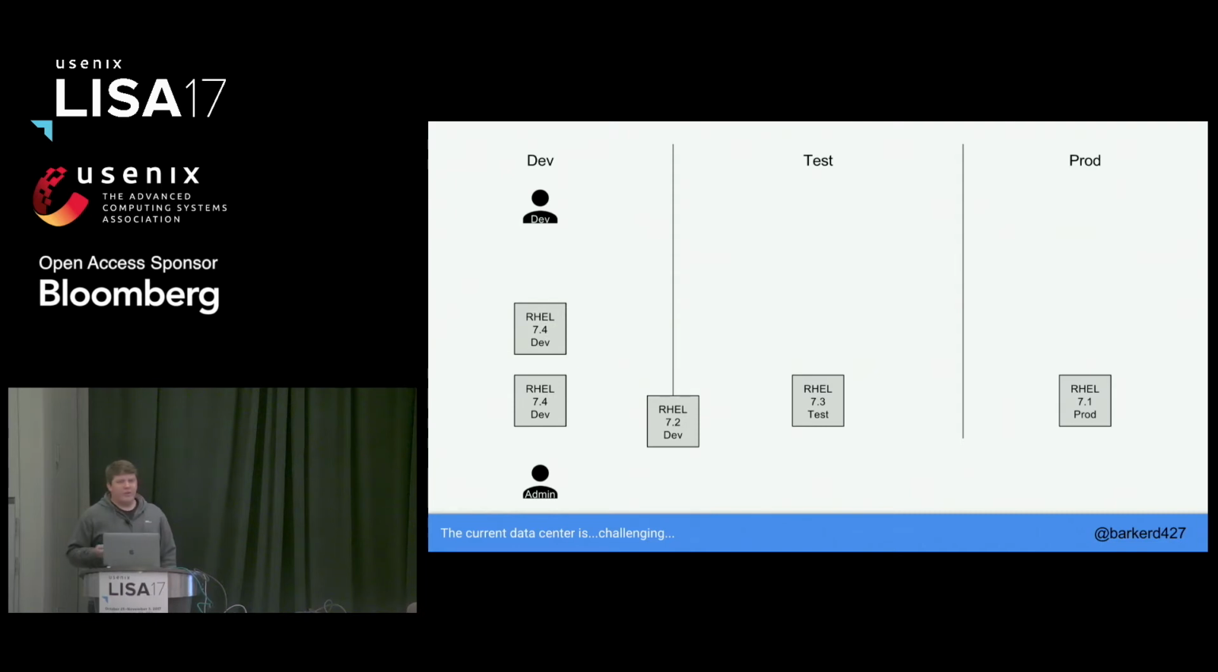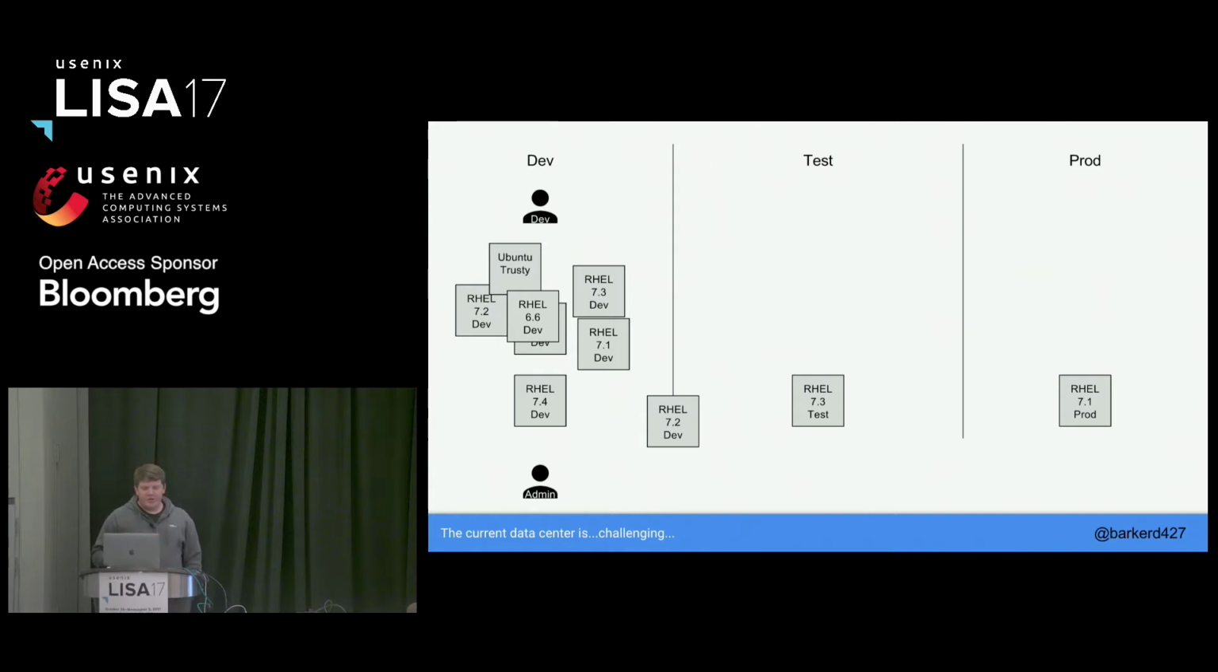And then we create another application, and we create another one. This one matches test because we had failures moving to test, and then we had failures moving to prod, so we create another one. And then we create another one to match our little weird box there that is for customers. And then maybe we have an Ubuntu because we acquire a company. And then we have some RHEL 6.6 version there.